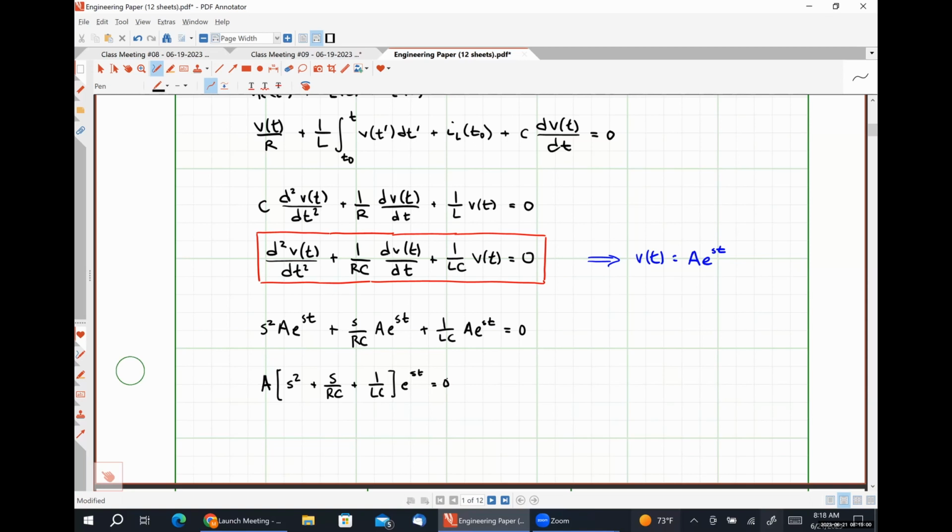The quantity e to the st will approach 0 if s is negative and we wait for a long time. So that's not really doing what we're looking for either. So instead, we're going to need to look at this bit right here, which is called the characteristic equation for our system.